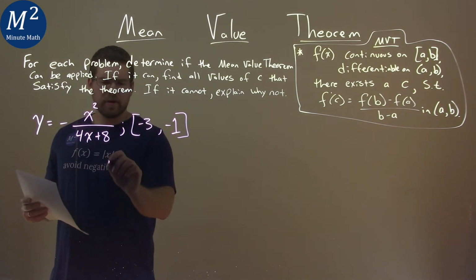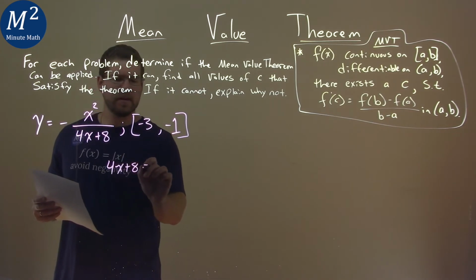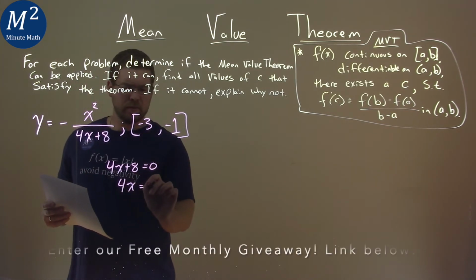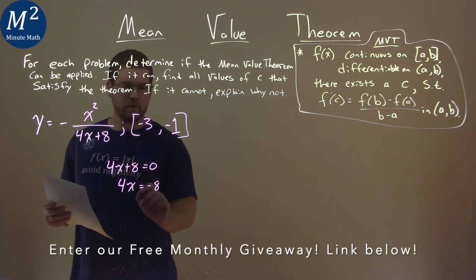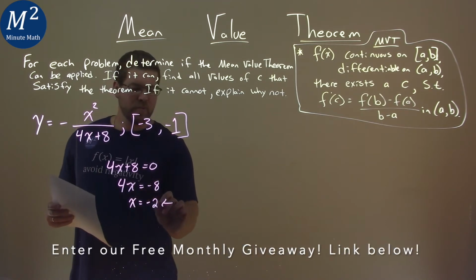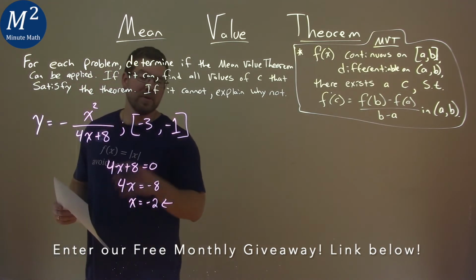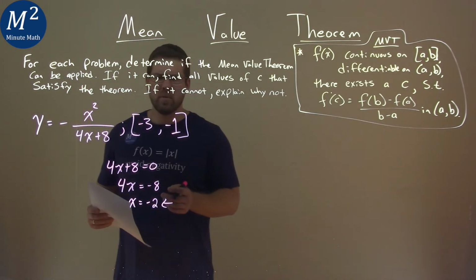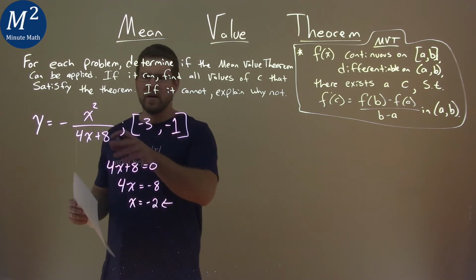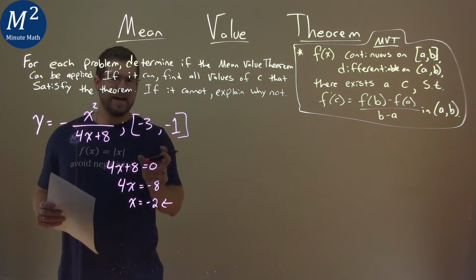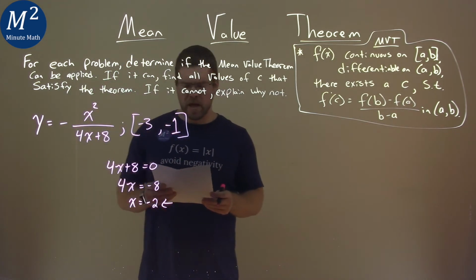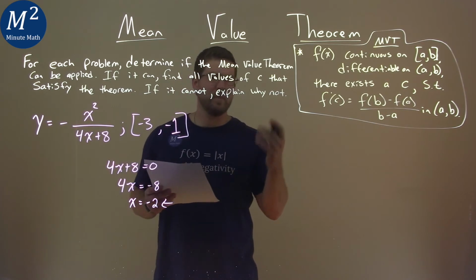So we take our denominator, 4x plus 8, and set it equal to 0. Well, subtract 8 from both sides, and 4x equals negative 8. Divide both sides by 4, and x equals negative 2. And so negative 2 is where, if we plug it in for x here, we will be dividing by 0. Well, that's within our interval here. Negative 2 is within the interval, meaning during that interval we have a place where we're dividing by 0 where it's not continuous. And so this function actually cannot use the mean value theorem.